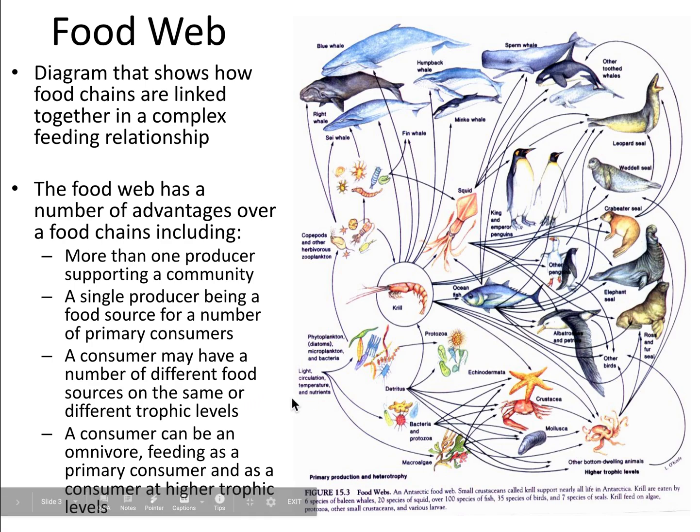A consumer may have a number of different food sources on the same or different trophic levels. So a consumer might be eating at different levels in the different food chains. So it's not just always one food chain. One food chain is going to show you just one path that the energy may go, but remember that in a food web, you can see interactions between multiple. And then a consumer can be an omnivore, feeding as a primary consumer, and as a consumer at a higher trophic level. So you can move your position within a trophic level pyramid as well.